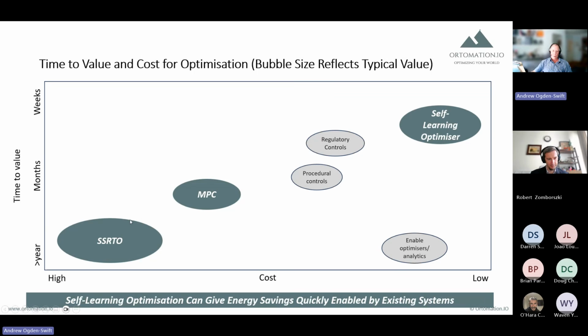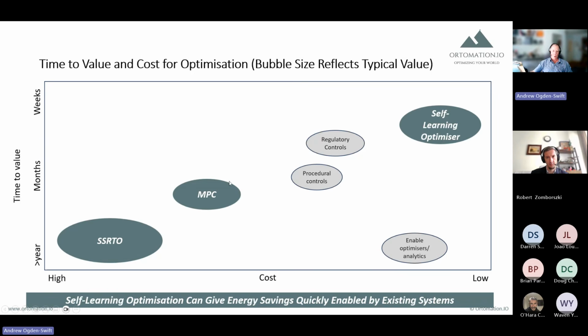So both steady state RTO and model predictive control require a model, and that has both cost and project duration impact. Steady state RTO costs can often be pretty high. You're talking of hundreds of thousands of dollars, in some cases more than $1 million. And the time to value is mainly dominated by the time to create a model, and in some cases that can be more than a year.